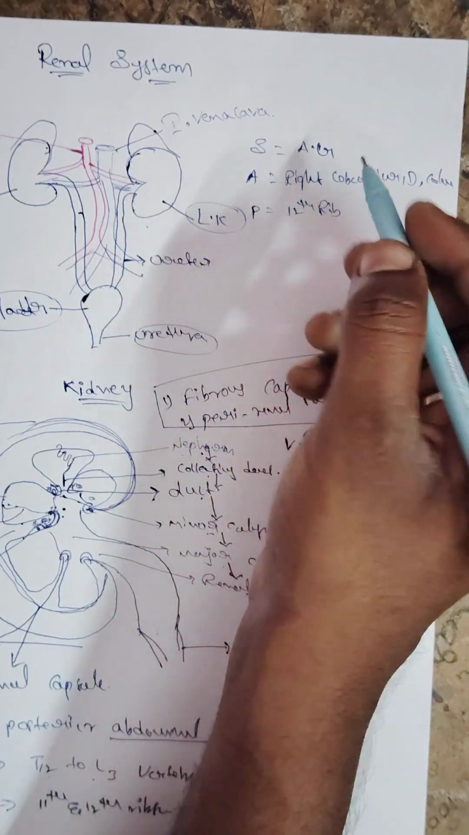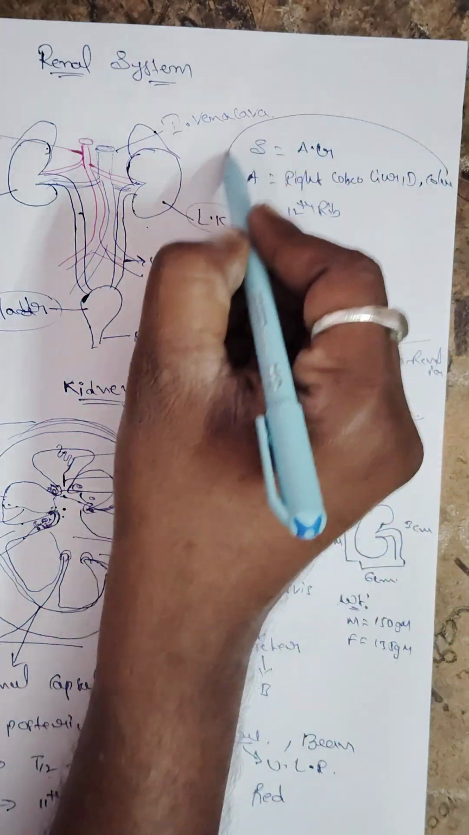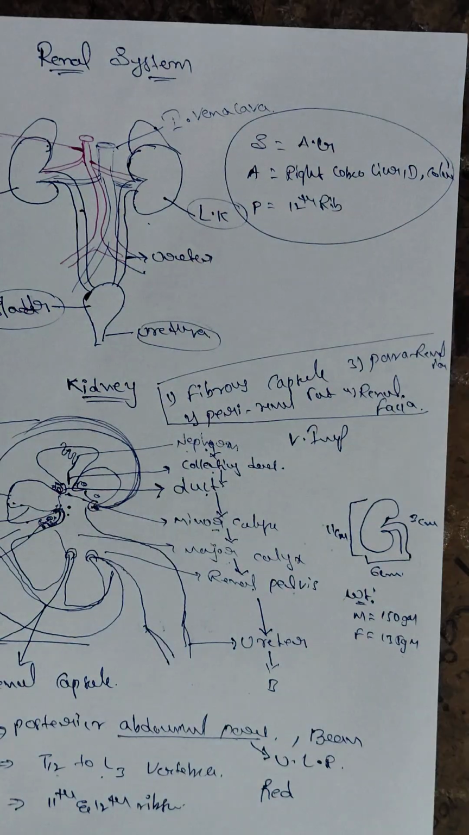So these are a few points related to the kidney. The superior, inferior, anterior and posterior parts are discussed here. These are a few points related to the kidney and its locations, and the kidney structures.